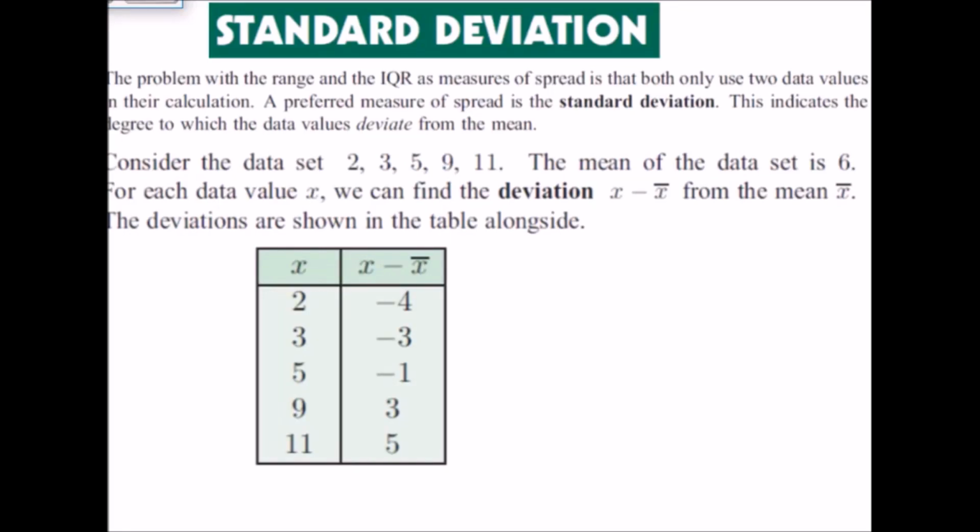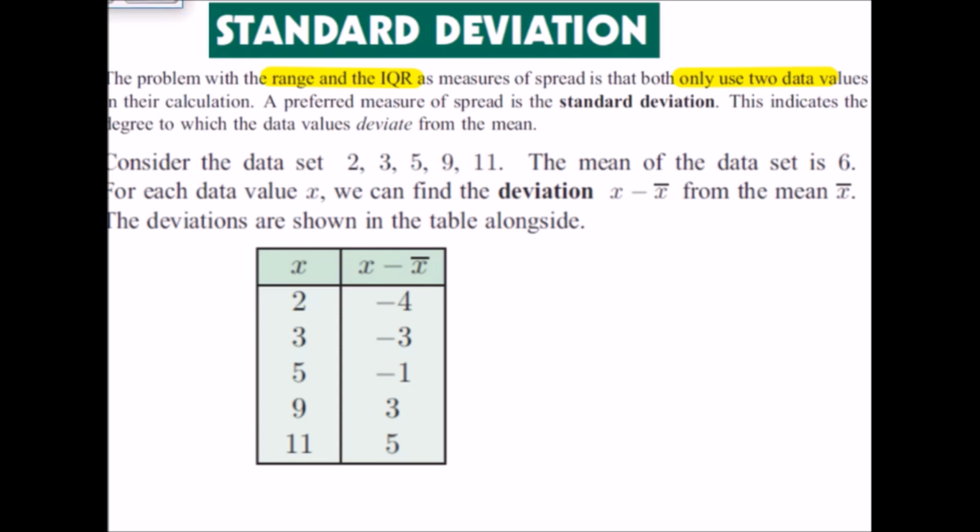Alright, in this video we'll look at how to work out the standard deviation for a set of data. We've looked at the range and interquartile range before, and as I've told you, both only use two values: the max and the min for the range, and Q1 and Q3 for the interquartile range. This technique, the standard deviation, works out the deviation of every single score from the mean.